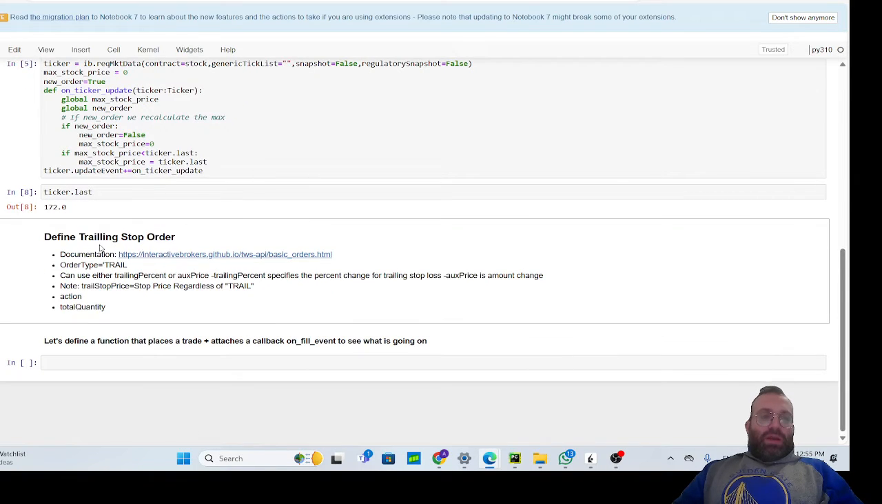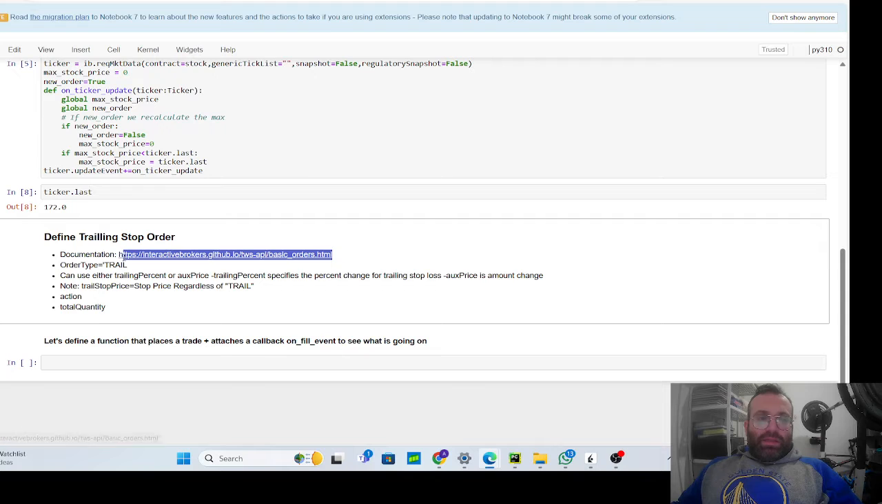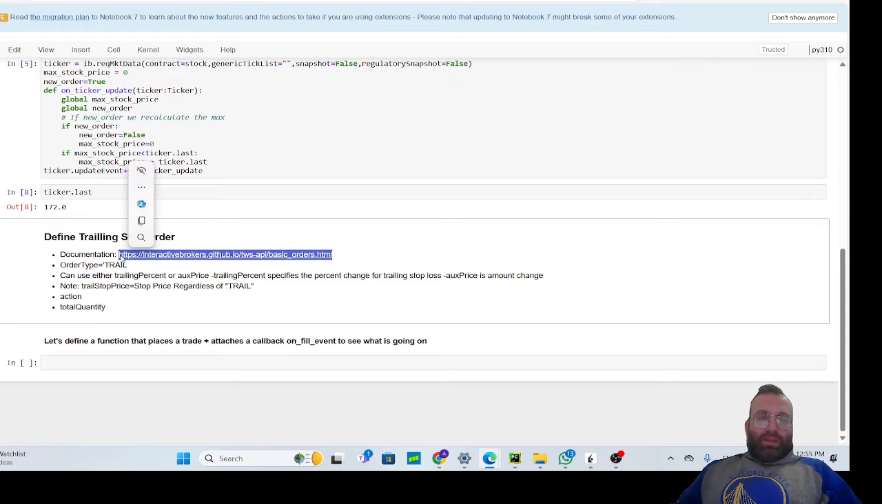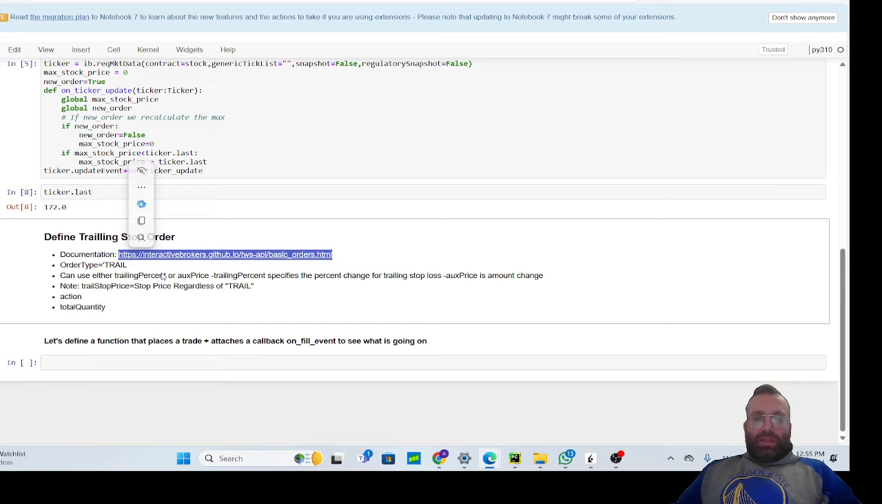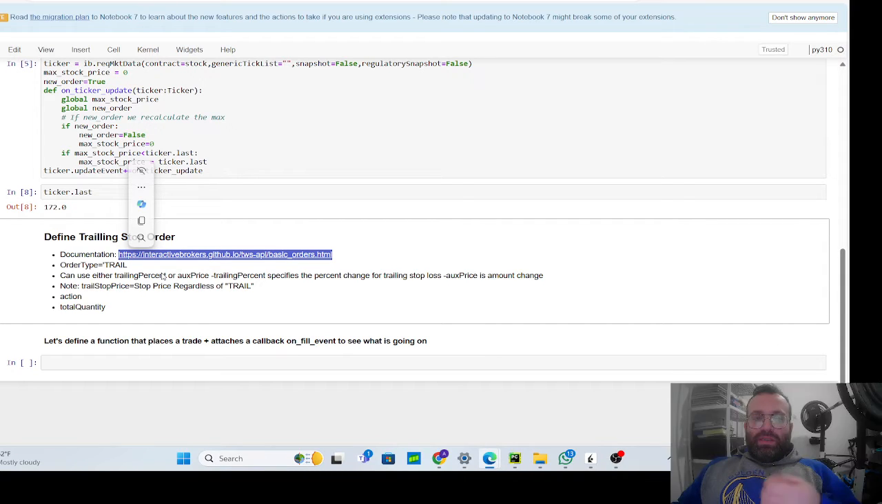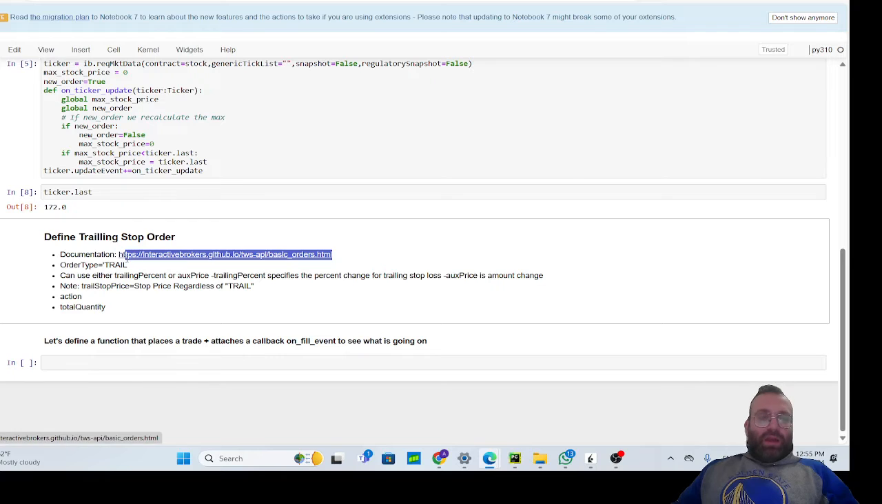Okay, so let's now talk about defining a trailing stop order. I'm guessing that this is usually in the context of a bracket order, but we're not going to do the bracket order. We're just going to assume we already made the trade, we bought the stock, and now we want to sell the stock. So we can have the stop order for selling the stock.